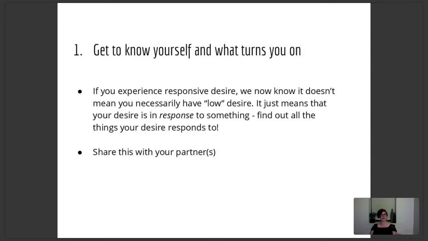So it's important to find out all the things that your desire responds to. And if you're someone who's told themselves or been told by others that you just have low desire, you might not have invested that much time in trying to find out what turns you on. So now this is a good opportunity to reframe that for yourself. And it's great to share that with your partners.